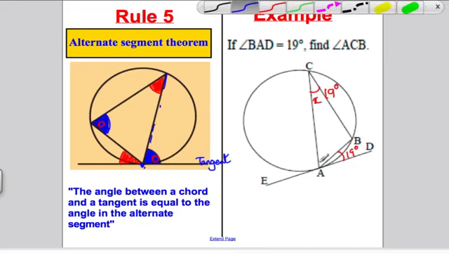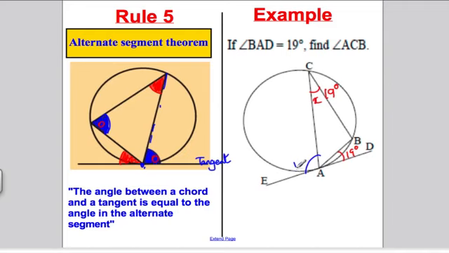Now, they didn't tell us this, but imagine they told us that one there was 104 degrees. This is a tangent meeting a chord at 104, so the angle in the alternate segment opposite here must also be 104. Okay, and that's rule 5.